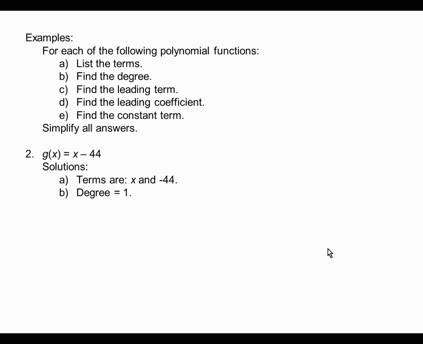Okay, for part C, we're supposed to find the leading term. The leading term is the term that has the largest exponent on the variable. This is the only term with a variable, and its exponent again is 1, so that is the largest exponent. So the leading term is equal to x.